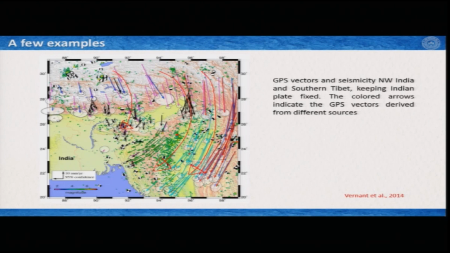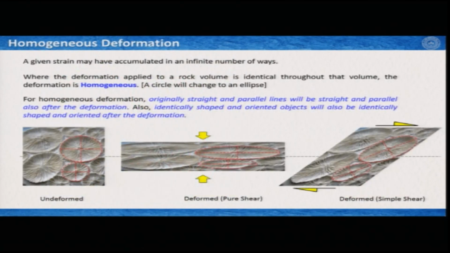So, with this background, we will move on and look at different concepts or different aspects of deformation. The first thing we will take up is homogeneous and heterogeneous deformation. In one of our first lectures, we learned what is homogeneous and what is heterogeneous. Now, we will describe them in detail and understand them in the context of strain.